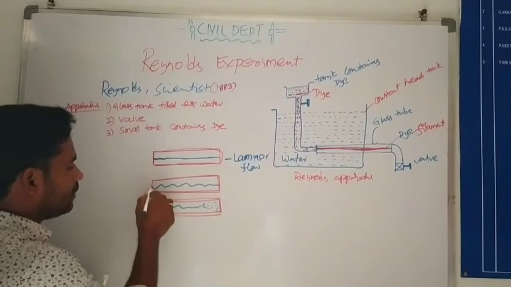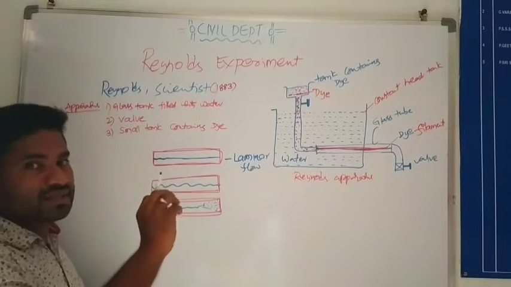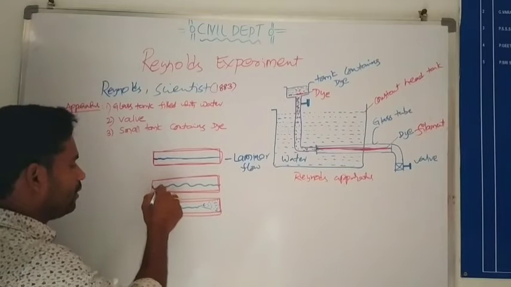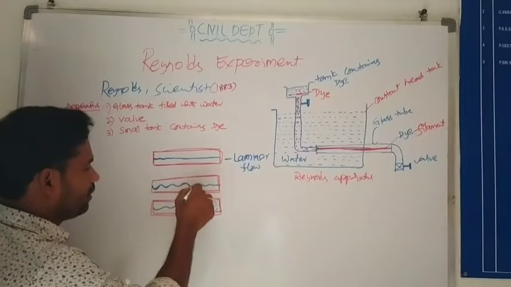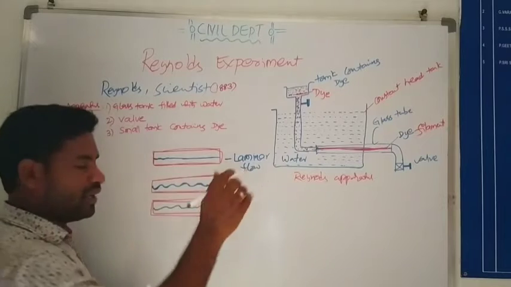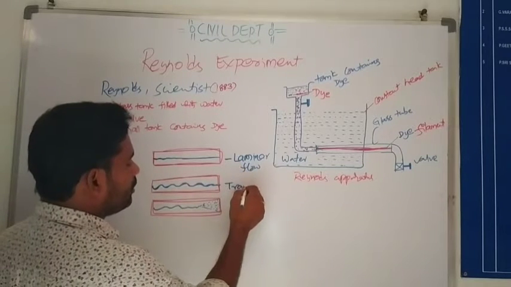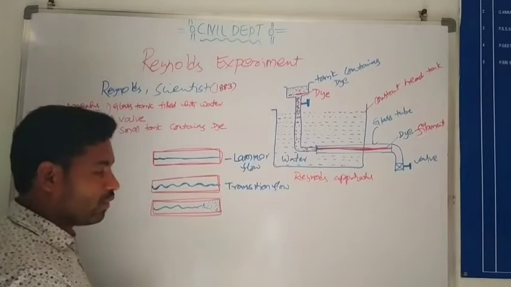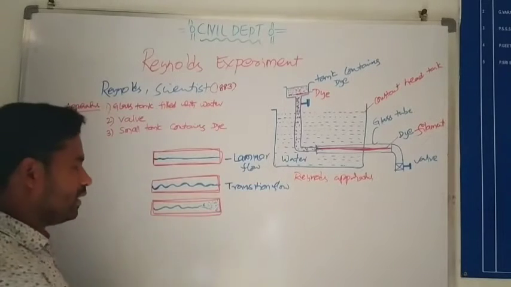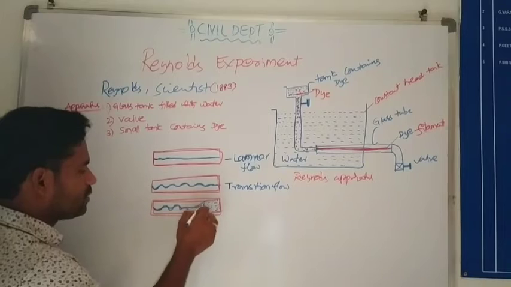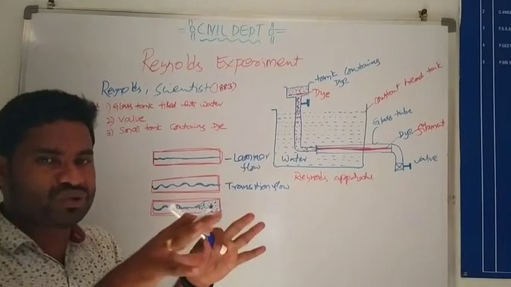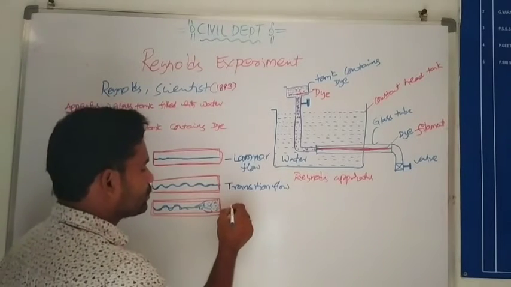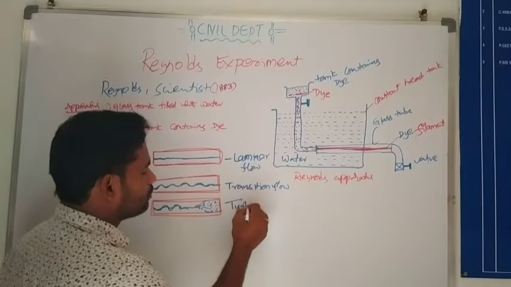Okay, and again he has increased some velocity, then the dye is flowing in a wavy manner, and this is called transition flow. And again he has increased the velocity, and the dye flows in a diffusing manner, like diffusion of water, and this is called turbulent flow.